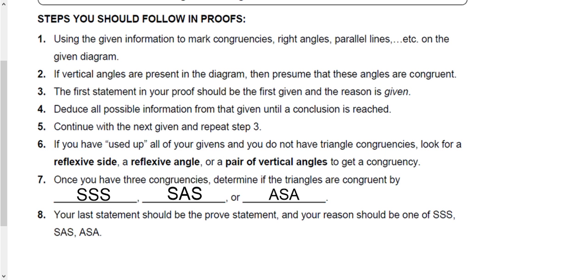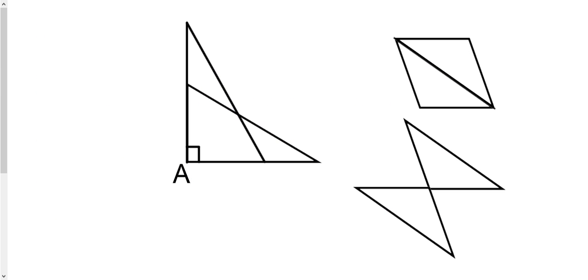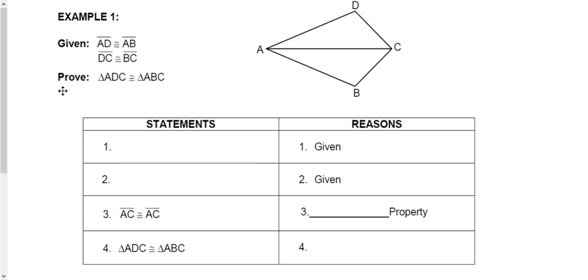So let's see how this works in a 2-column proof. In example 1, we're given 2 pieces of information. The first one is side AD is congruent to side AB, or segment AD is congruent to segment AB. So that's going to be our first statement. And on the right side are the reasons for each statement. The reason for this first statement is given information. So we go ahead and put this into our picture.